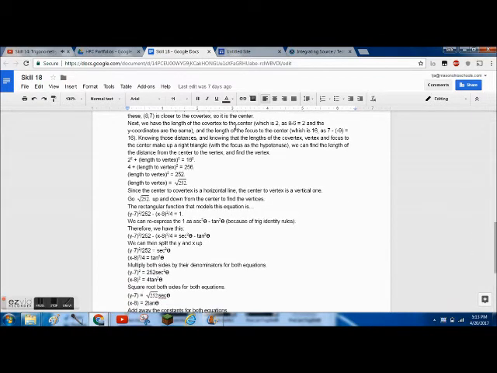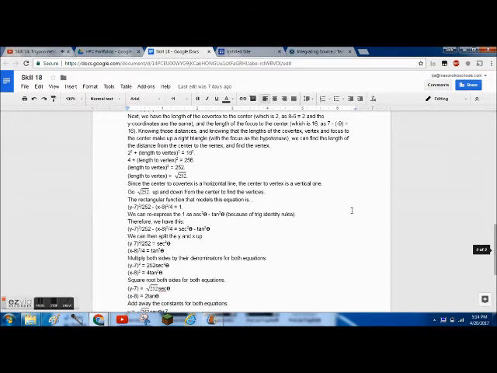Next, we have the length of the covertex to the center, which is 2, as 8 minus 6 is 2, and the y-coordinates are the same. And the length of the focus to the center, which is 16, as 7 minus negative 9 equals 16, and the other coordinates are the same. Knowing these distances, and knowing the lengths of the covertex, vertex, and focus to the center make up a right triangle, we can find the length of the distances from the center to the vertex and find the vertex.